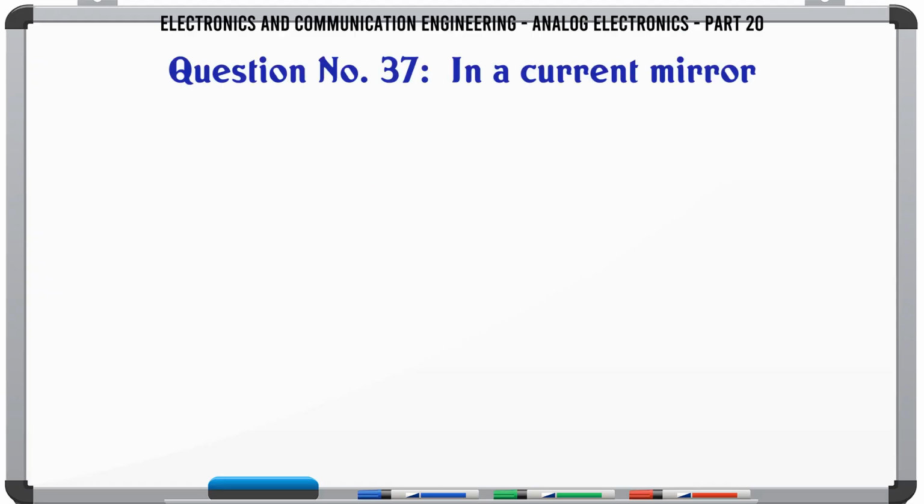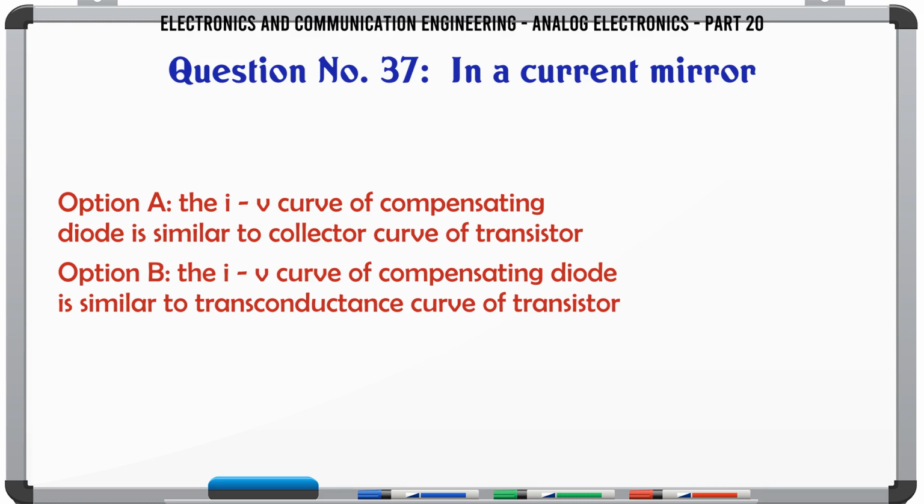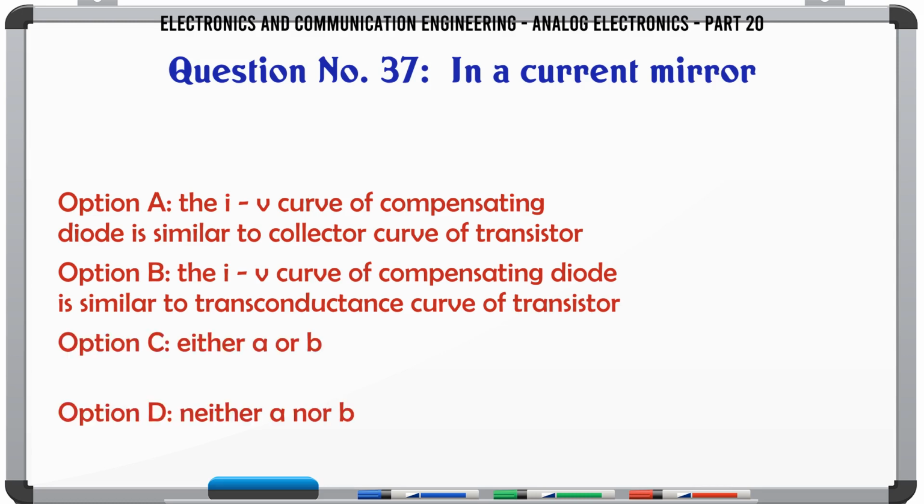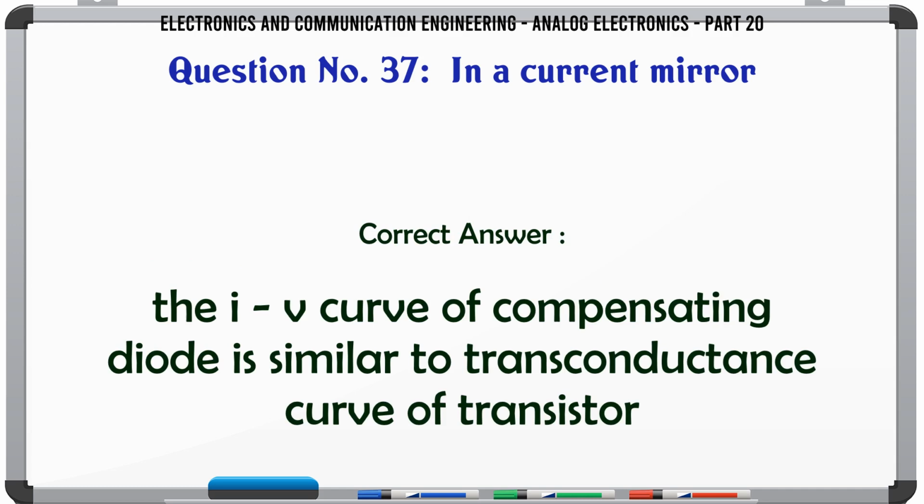In a current mirror, A. the IV curve of compensating diode is similar to collector curve of transistor. B. The IV curve of compensating diode is similar to transconductance curve of transistor. C. Either A or B. D. Neither A nor B. The correct answer is the IV curve of compensating diode is similar to transconductance curve of transistor.